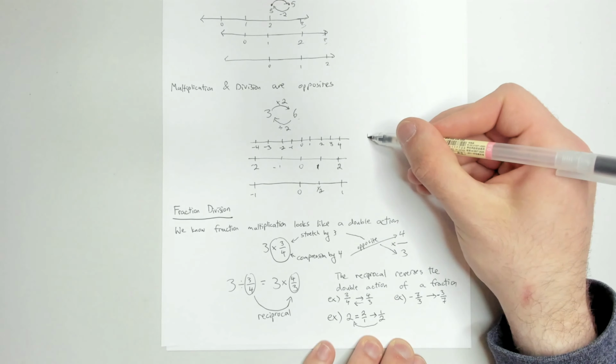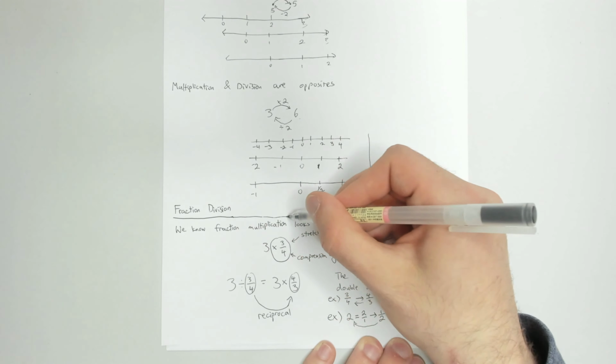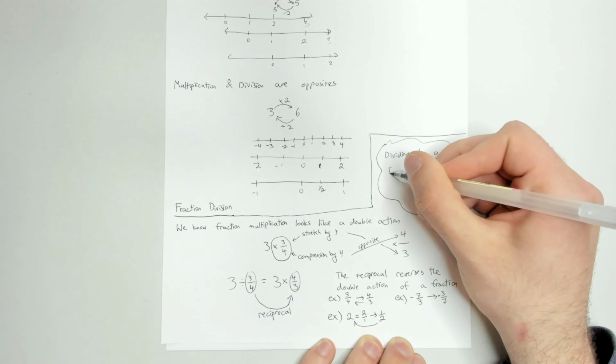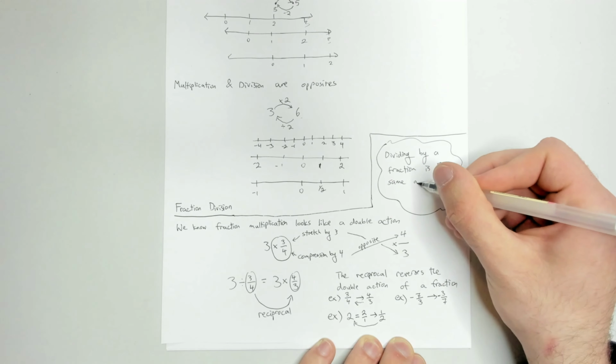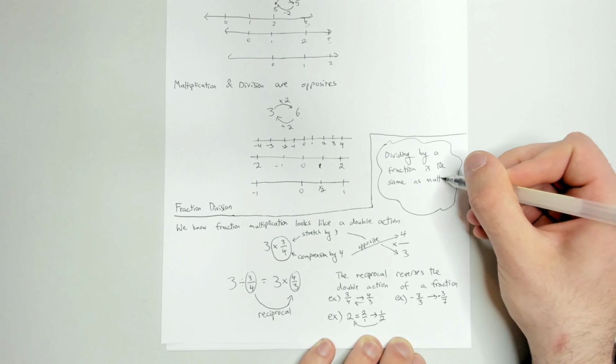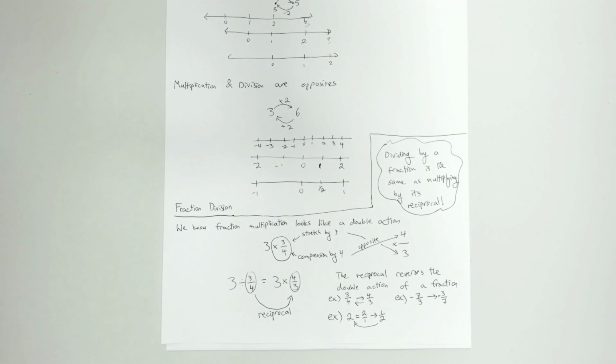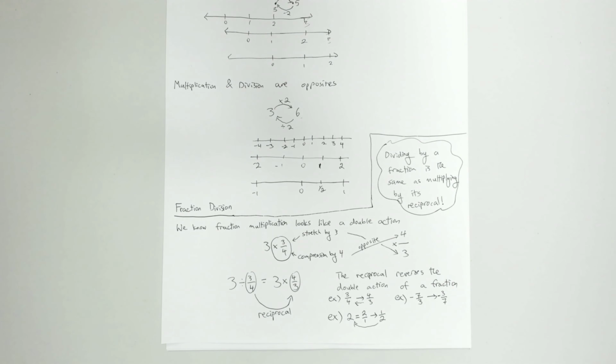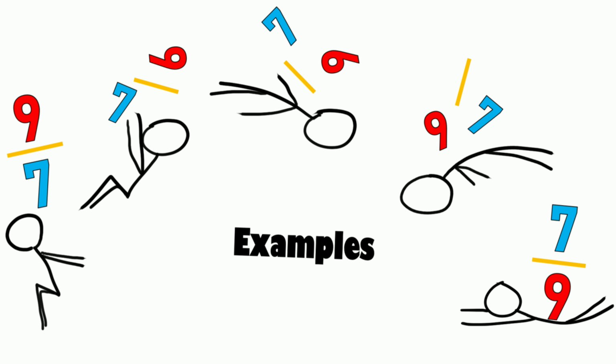All right, so then we can basically summarize fraction division as follows. Dividing by a fraction is the same as multiplying by its reciprocal. And that's all there is to it. So now let's do some examples, because there's a couple cases where the form looks a little bit different, but ultimately, this is the fundamental concept that's going to be underlying everything here. Examples.